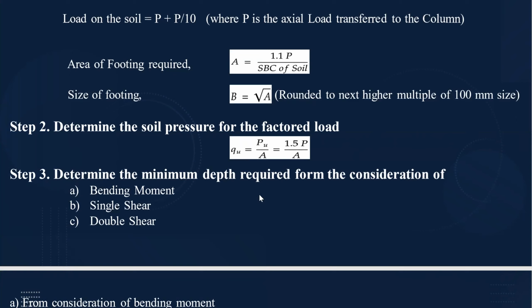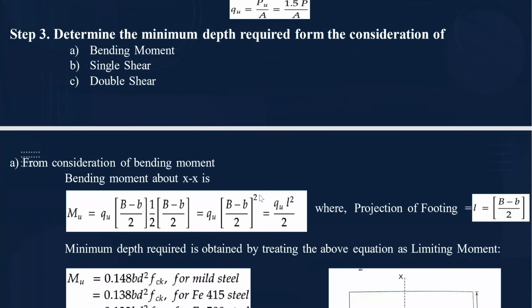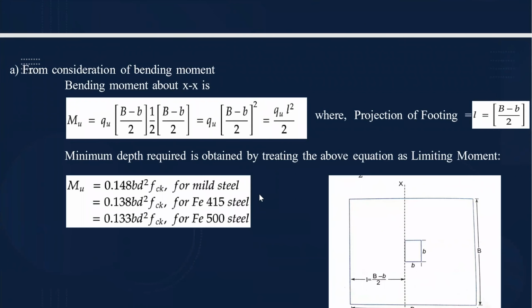The next thing is calculating the depth of the footing. Basically, the depth of the footing is calculated as per three design considerations. One is as per the consideration of bending moment. Second, as per the consideration of single shear, and third, as per the consideration of double shear.